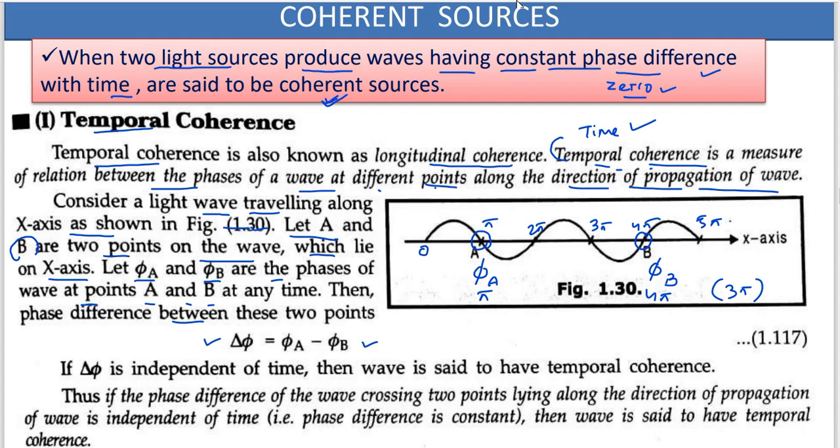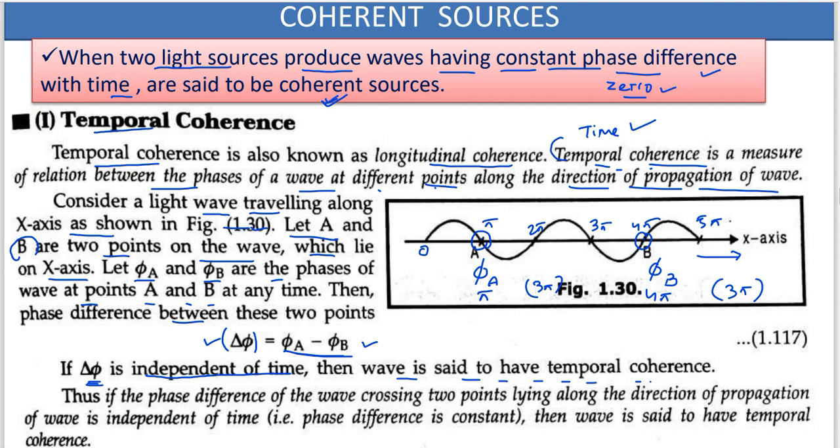So if delta phi is independent of time, that means delta phi remains constant, the wave is said to have temporal coherence if phi A and phi B difference always remains constant. Suppose the wave travels on the x-axis. Suppose after some time points A and B also have the phase difference 3 pi, and after, suppose, 5 minutes the phase difference is 3 pi, after 10 minutes the phase difference is 3 pi, after 1 hour the phase difference is 3 pi.